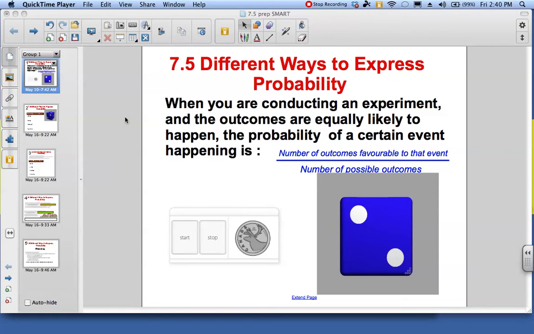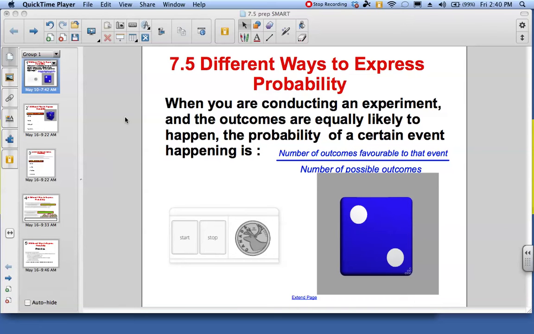Section 7.5, different ways to express probability. Probability is mostly about the probability that something is going to take place. So when you're conducting an experiment and the outcomes are equally likely to happen, the probability of a certain event happening is the number of outcomes favorable to that event and the number of possible outcomes.